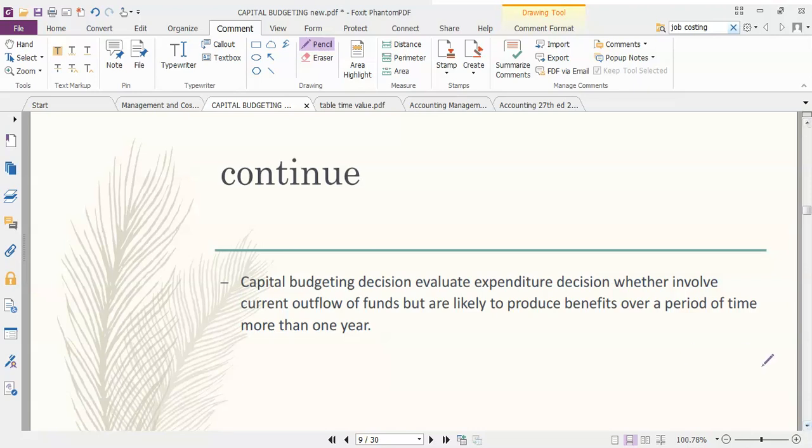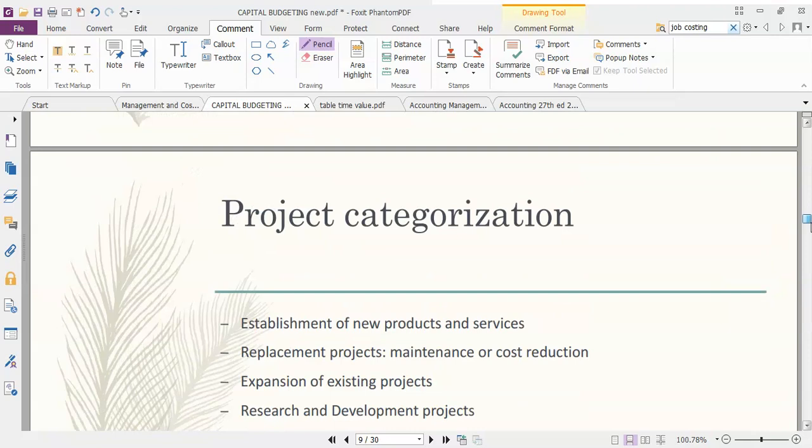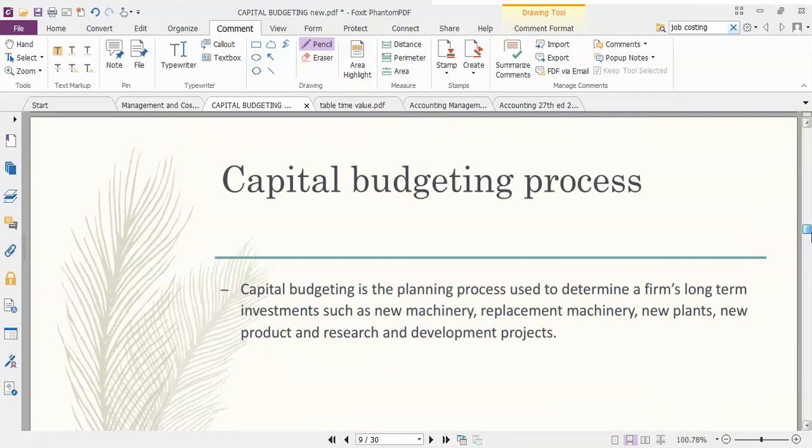Okay, and then capital budgeting decision, evaluate expenditure decision, whether involve current outflows of funds but are likely to produce benefits over a period of time more than 1 year. Okay. This is not very important. Project categorization. Okay. What is the process of the capital budgeting?